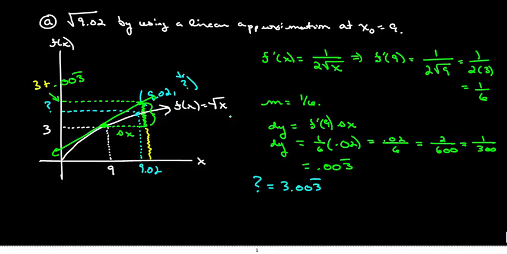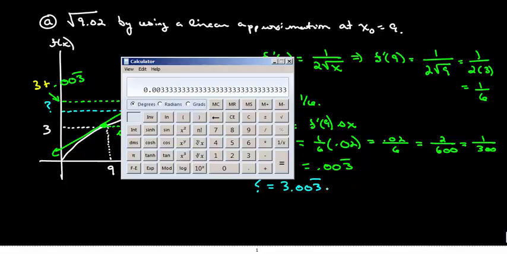Now we can go ahead and check to see how close this is, because if we take the square root of 9.02, here's my square root button. I know it's here somewhere. We get 3.003331. So it doesn't differ until we get out to this spot right here.